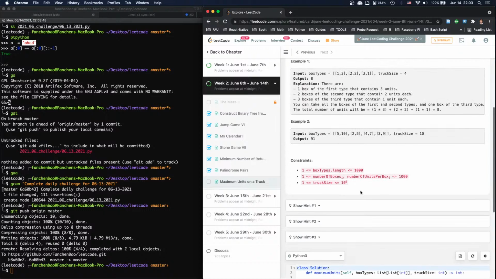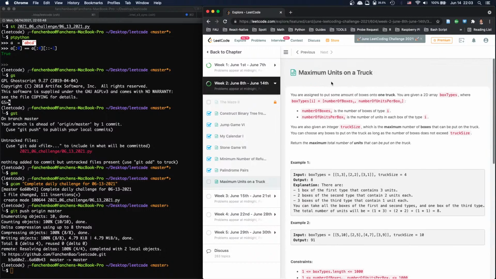It's very simple. Oh my god, 3 hints. Alright. Maximum units on a truck. You are assigned to put some amount of boxes onto one truck. You're given a 2D array box types, where box types I equals number of boxes I and number of units per box. How did you do the subscript in this? Interesting. Number of boxes I is the number of boxes of type I. Number of units per box is the number of units in each box of the type I.